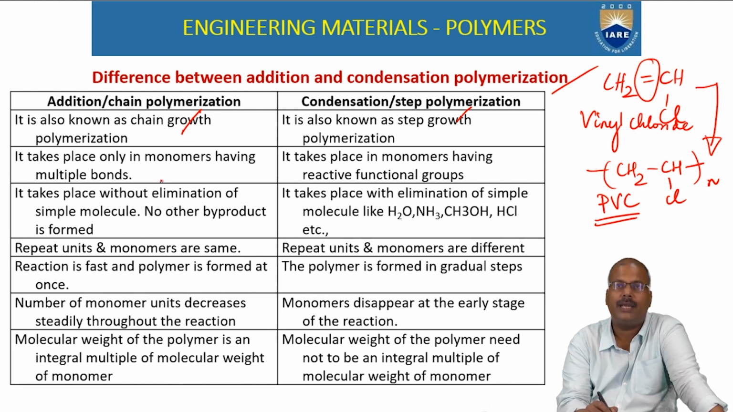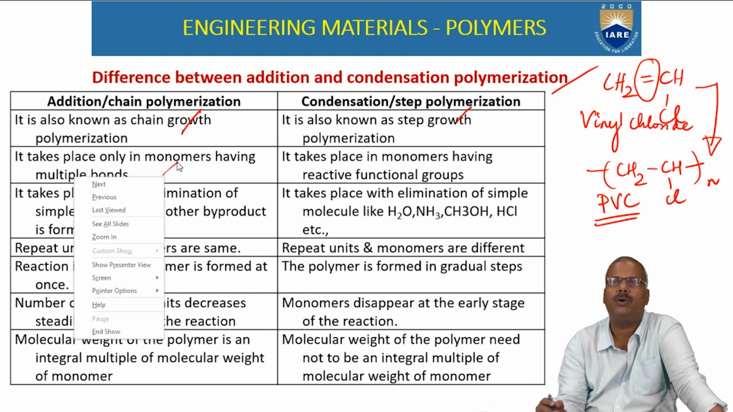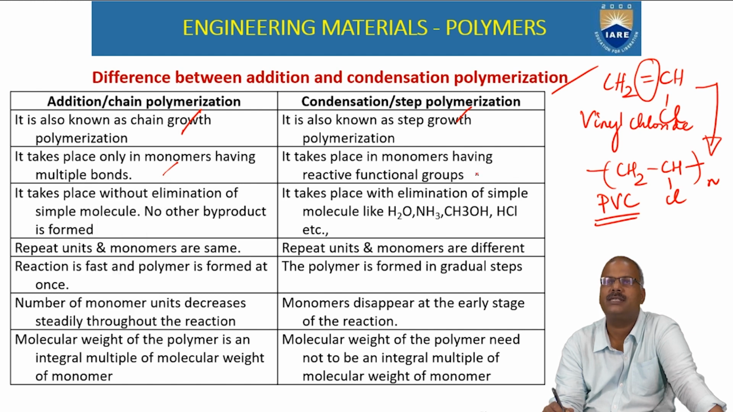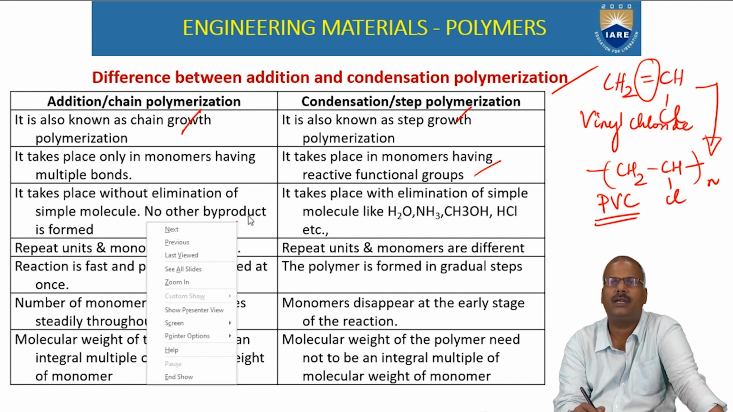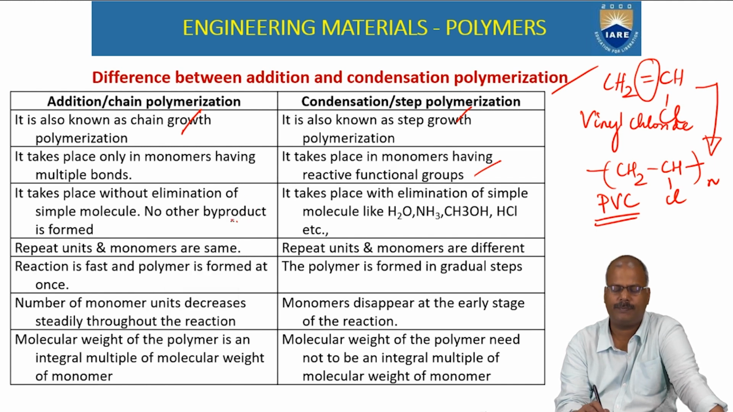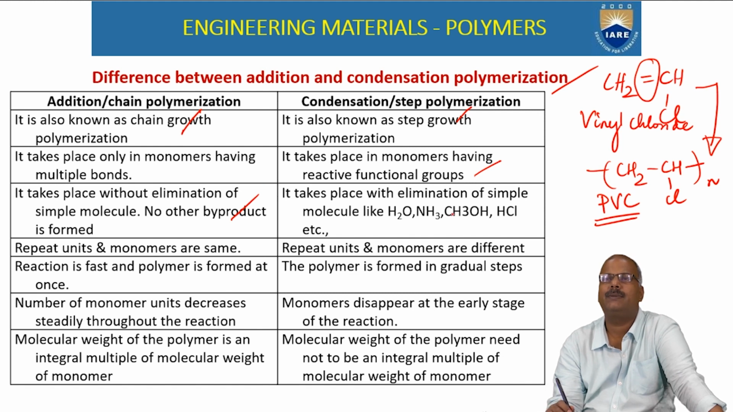Condensation takes place in monomers having reactive functional groups. Addition takes place without any elimination of simple molecules like ammonia, HCl, water. No other byproduct is formed. Here, condensation takes place with elimination of small molecules like water, ammonia, methanol, HCl, etc.